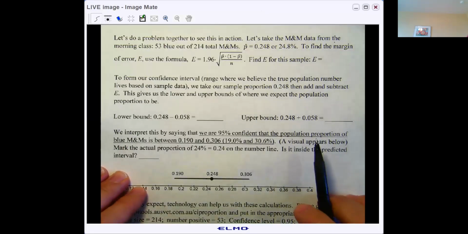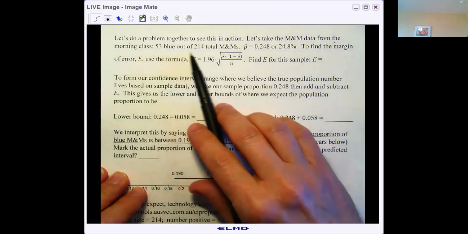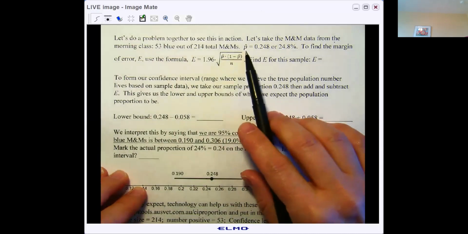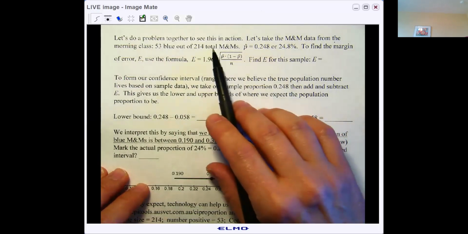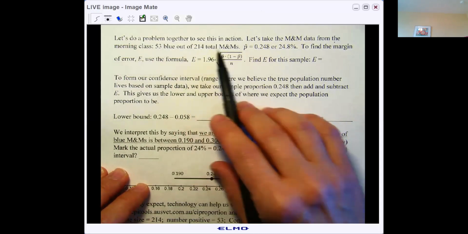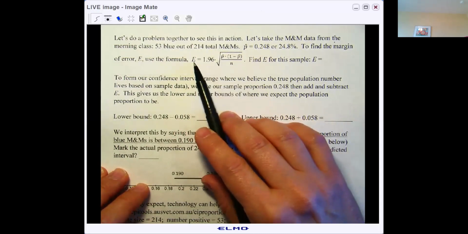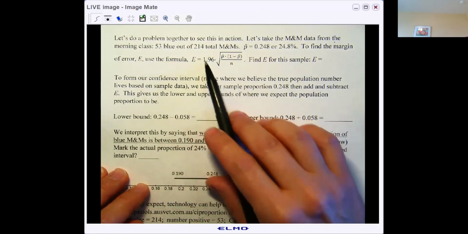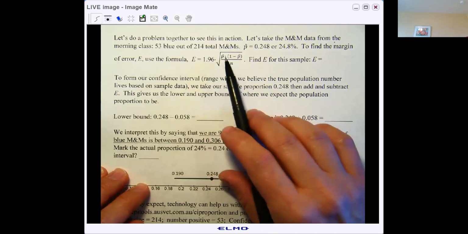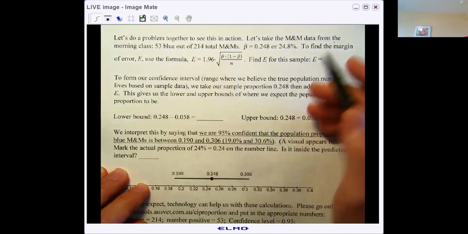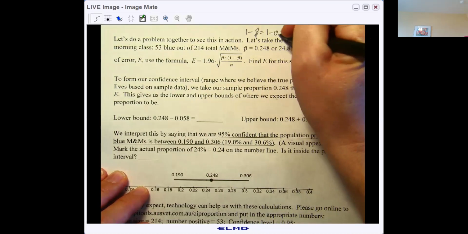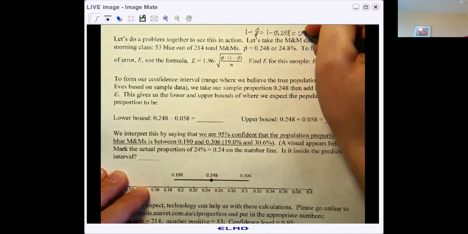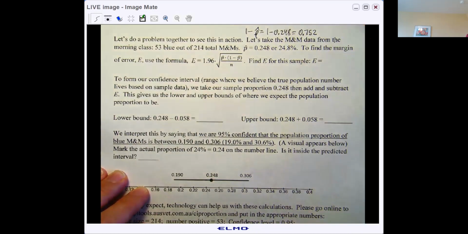With the morning class, we took the M&M data, and we had 53 blue out of 214 total M&Ms. So we found out that p hat was 0.248 or 24.8%. To find the margin of error for a 95% confidence interval, we're going to use this formula right here. Capital E again stands for margin of error, and this is representing a 95% confidence level. In addition to p hat, we're also going to need 1 minus p hat, which is 1 minus 0.248, and that will give us 0.752.